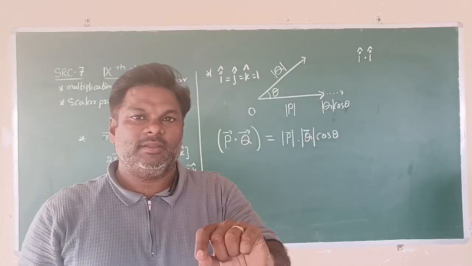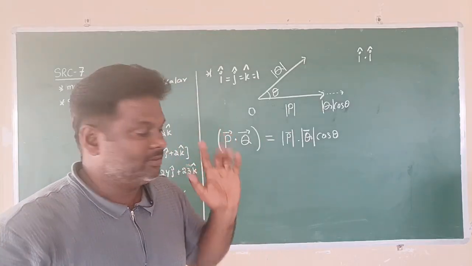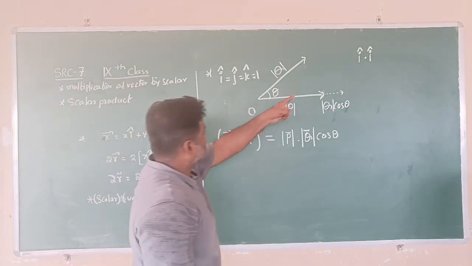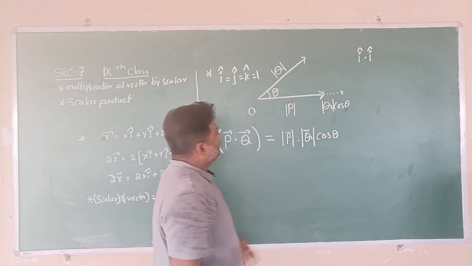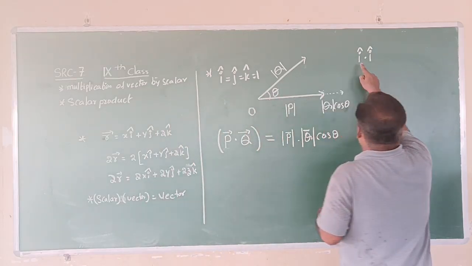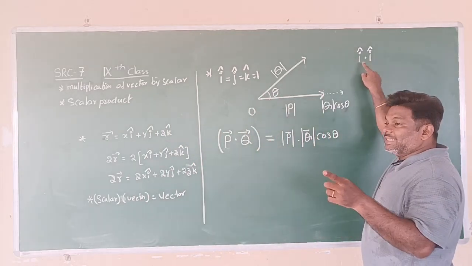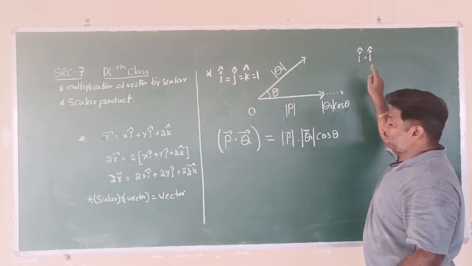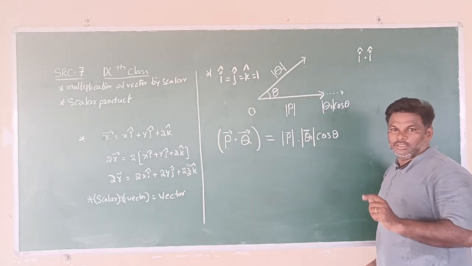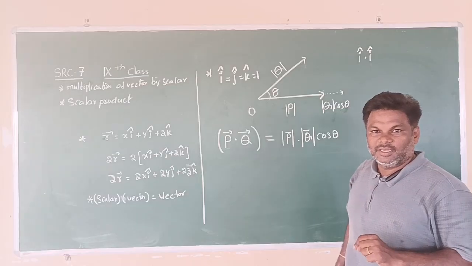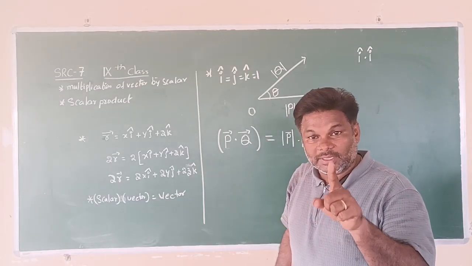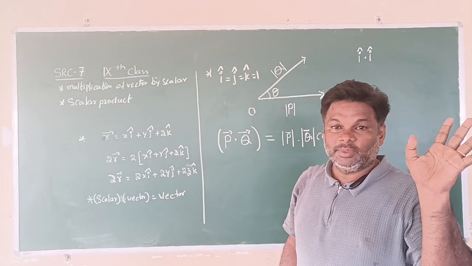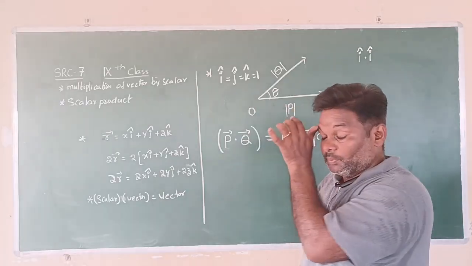Let me verify how they will act. There are two vectors, i cap and i cap. What is the angle between these two? Since i cap and i cap both are acting along the same axis, that is the x-axis, the angle between these two is equal to 0.